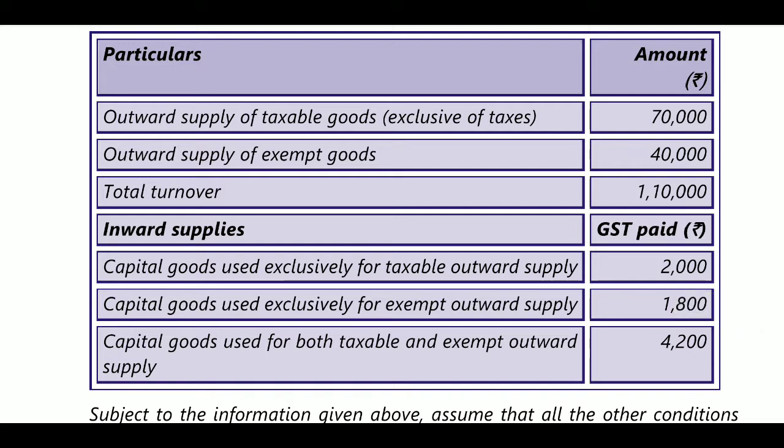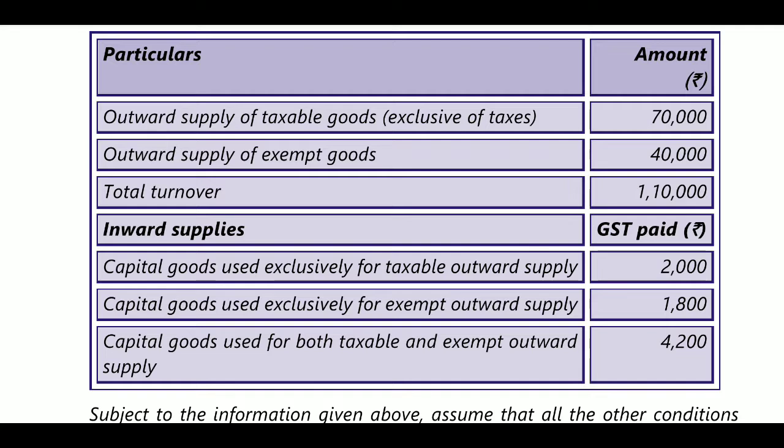Outward taxable supplies: taxable goods 70,000 is provided. Outward supplies of exempted goods, 40,000 is provided. So taxable goods 70,000, exempted goods 40,000, and total turnover will be 1,10,000. Next, inward supplies. Capital goods used exclusively for taxable outward supplies, that is 2,000.